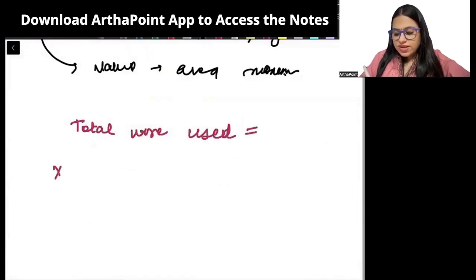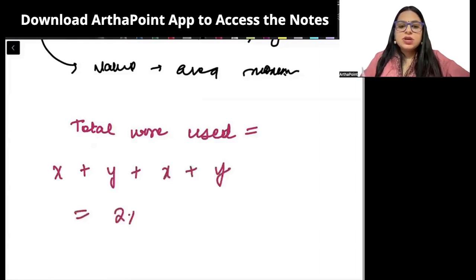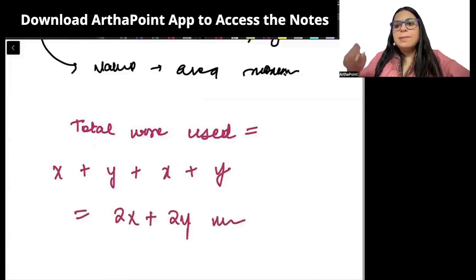Total wire used would have been x meter plus y meter plus x meter plus y meter, which is nothing but 2x plus 2y meter. That is, the perimeter of the rectangle; we covered the entire rectangle. This is the total wire used.